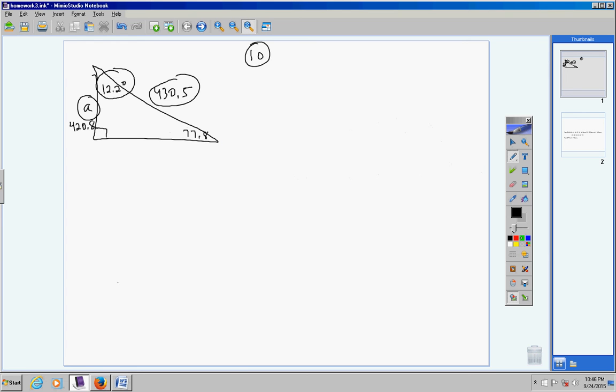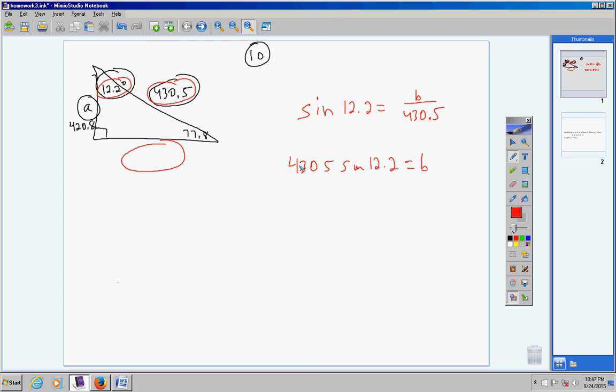Instead, I'm going to change colors here. They gave that to me. This was given to me. I'm looking for this right here, okay? So I have opposite over hypotenuse, that's sine. So sine of 12.2 equals opposite, which is letter B, opposite over hypotenuse, 430.5. Multiply both sides by 430.5. And then with my calculator, type in 430.5 and then sine of 12.2, and I will get 90.97, so 91. So the length here is 91. Okay, so really not too bad.